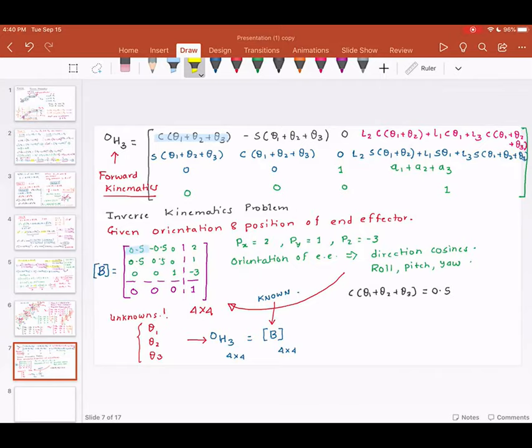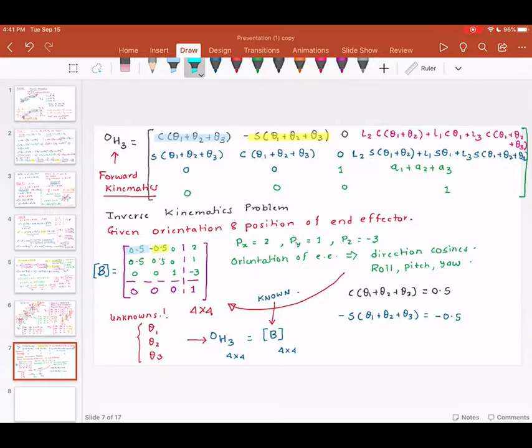I can also compare, for example, minus sine of theta 1 plus theta 2 plus theta 3 is equal to minus 0.5. So this is another equation that I have. In other words, I have 1, 2, 3, 4, 5, 6, 7 equations when I compare 0H3 to matrix B. So I need to solve this set of equations to find the answer. However, I want you to focus on something very interesting. I want you to focus on this last term.